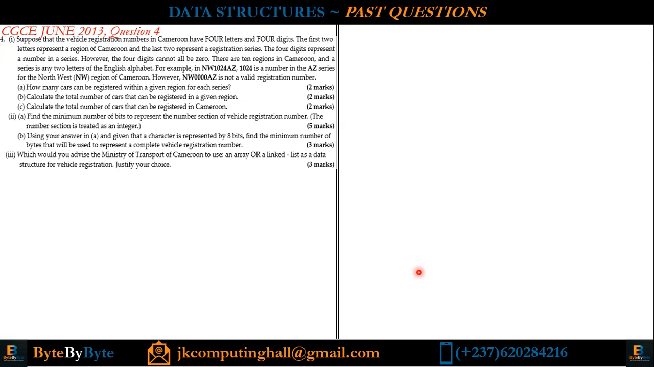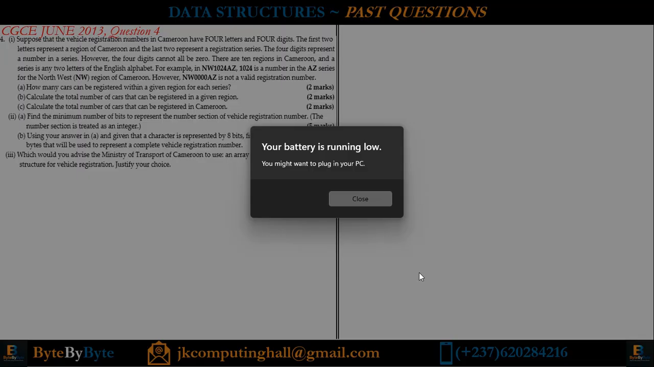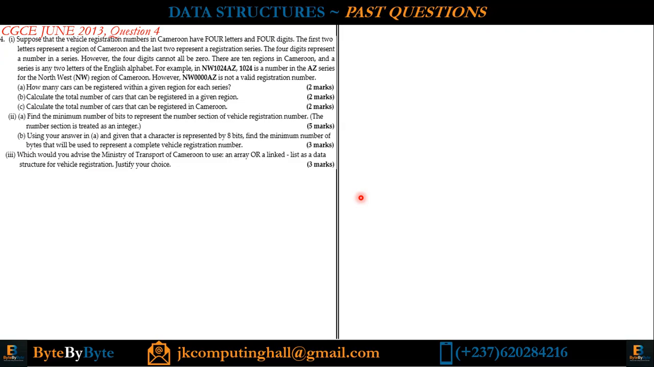Suppose that the vehicle registration numbers in Cameroon have 4 letters. The first two letters represent a region of Cameroon and the last two represent a registration series. The four digits represent a number in a series. However, the four digits cannot all be zero. There are 10 regions in Cameroon and a series is any two letters of the English alphabet. For example, NW 1024 AZ, 1024 is a number in the AZ series for the Northwest region of Cameroon.